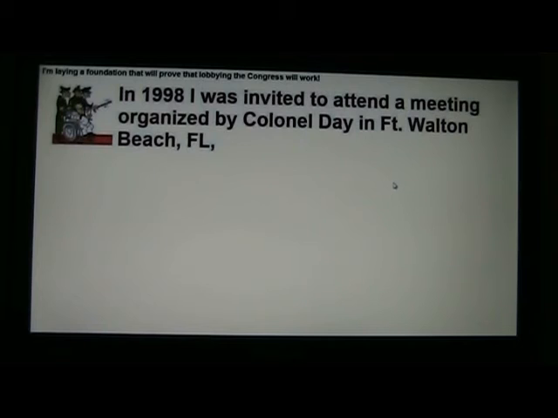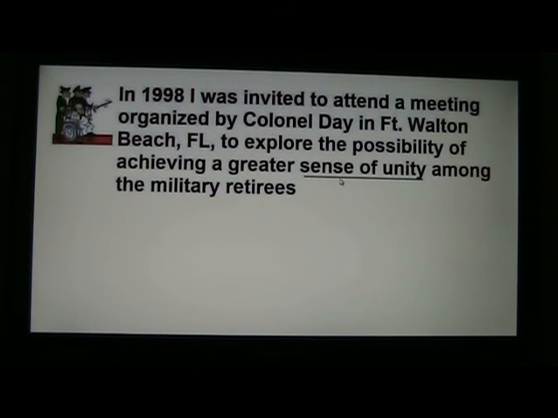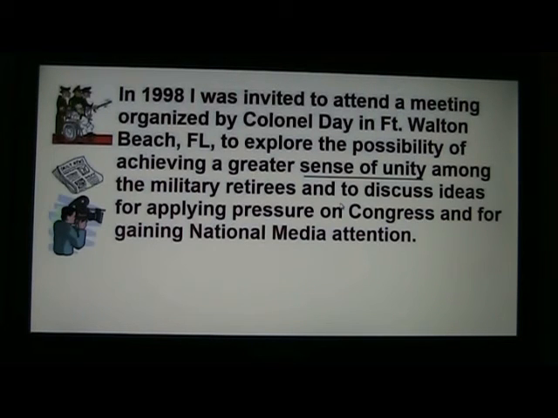In 1998, I was invited to attend a meeting organized by Colonel Day in Fort Walton Beach, Florida, to explore the possibility of achieving a greater sense of unity among the military retirees and to discuss ideas for applying pressure on Congress and for gaining national media attention.